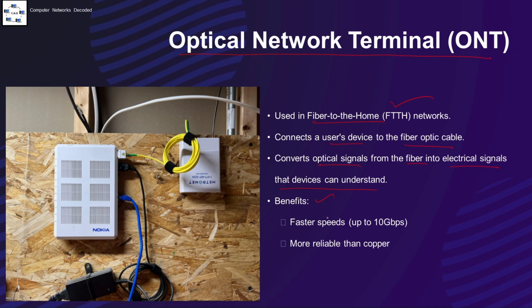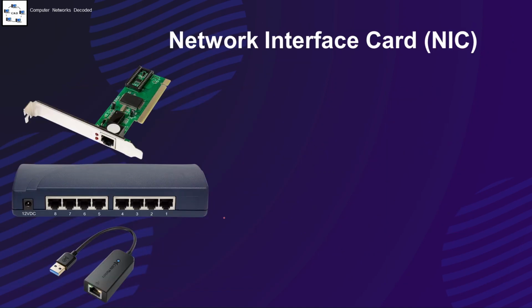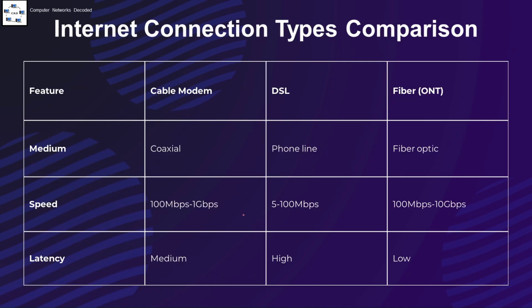And the benefits of ONT are that they give faster speeds of up to 10 gigabits per second because they use optical fiber. So optical fiber has greater speeds as compared to copper or Ethernet cable, and it is more reliable than copper. It also works at longer distances as compared to copper. So let me get back.